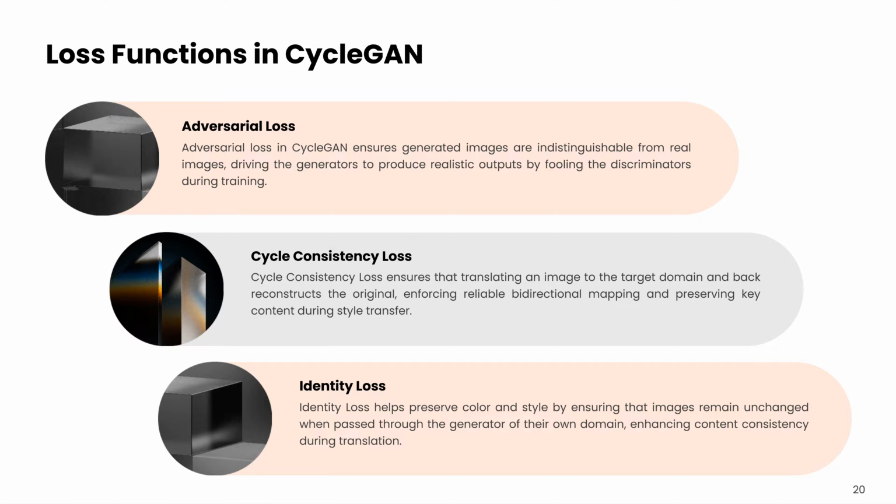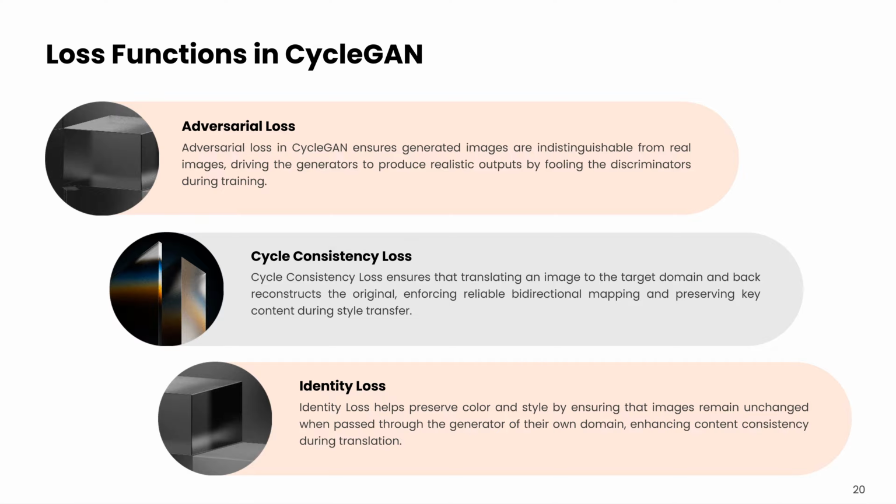Third, where the objective is measured and guided. Evaluation has progressed beyond qualitative inspection. Fréchet Inception Distance is now a standard metric to quantify realism and diversity between generated and real target domain images. Perceptual similarity metrics such as LPIPS complement FID by focusing on perceptual content fidelity. Kernel-based distances like KID offer an alternative that can be more robust in some regimes.